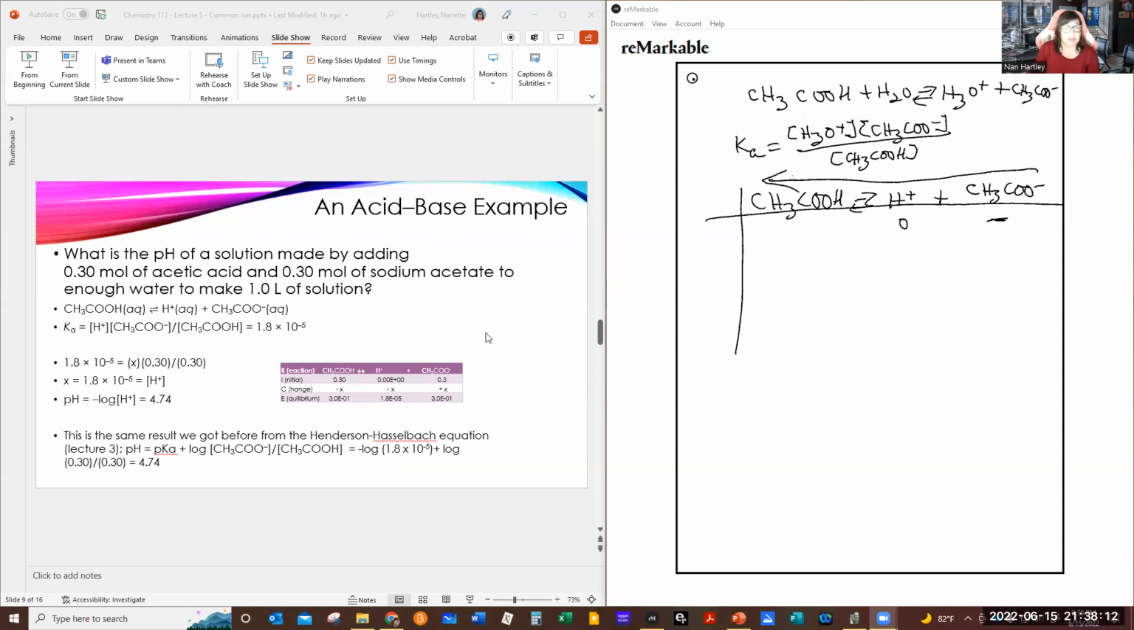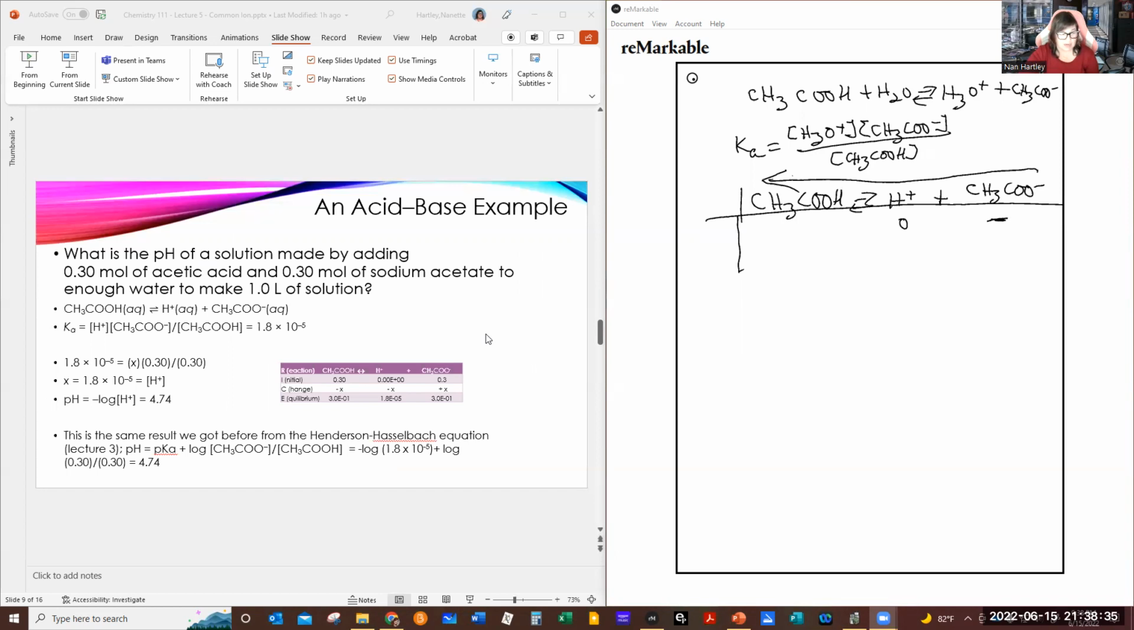So here's an acid-base example, similar to what we've talked about before, but now we're looking at an acid-base example of our common ion effect. And we want to know what's the pH of a solution made by adding 3 moles of acetic acid and 3 moles of sodium acetate to enough water to make 1 liter of solution. So again, we're looking at a similar situation to this right here.